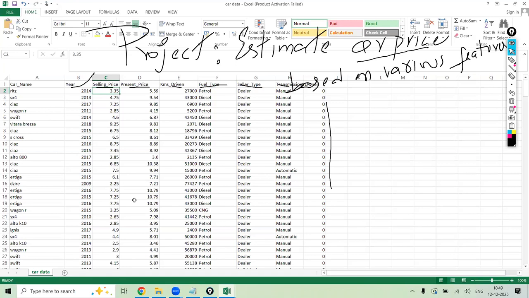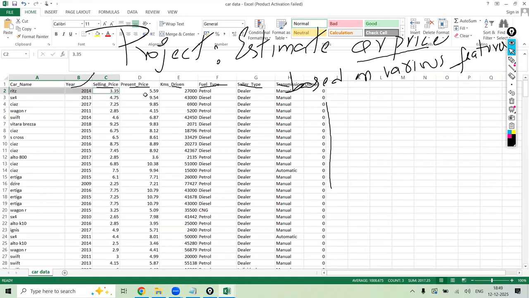Answers are already available. Based on this, you have to observe. For example, a Ritz car is there. A Ritz 2014 model was sold at 3.35. One more Ritz car. Everything will not be Ritz only, right? Like that, you are going to observe, and based on that observation, finally, you are going to estimate. Present price means here the new car price. Whatever the new car price is, we call it the present price.